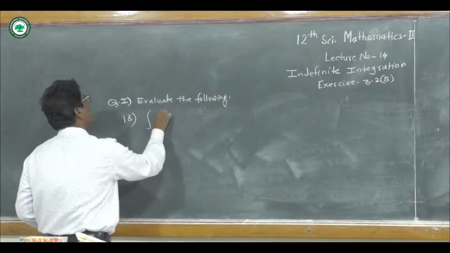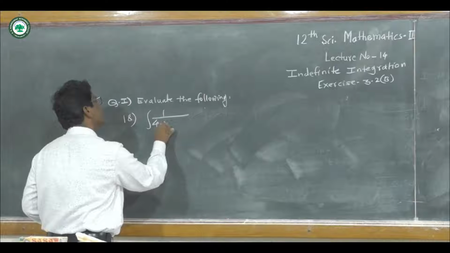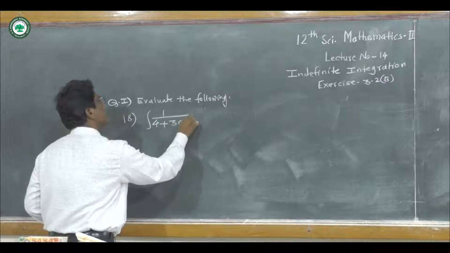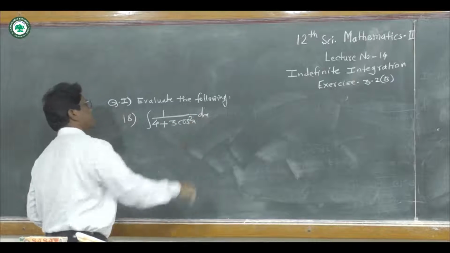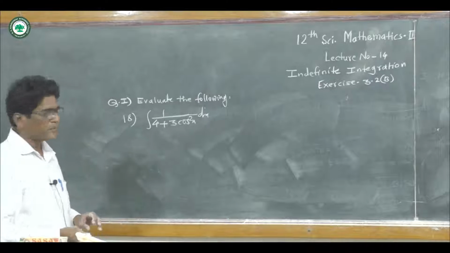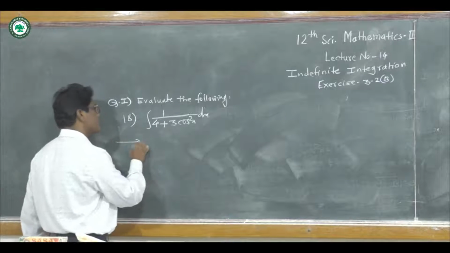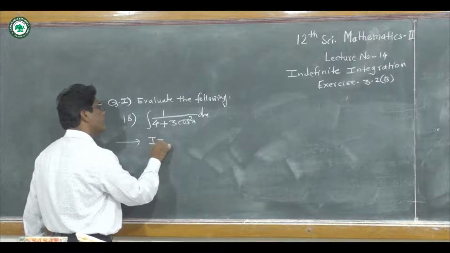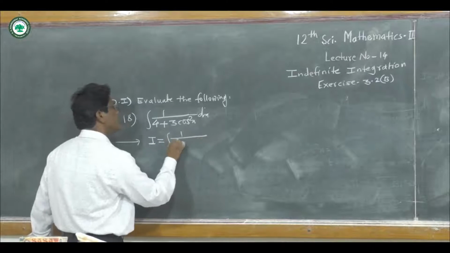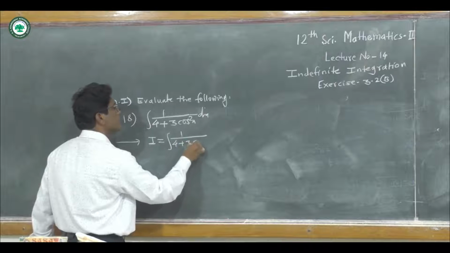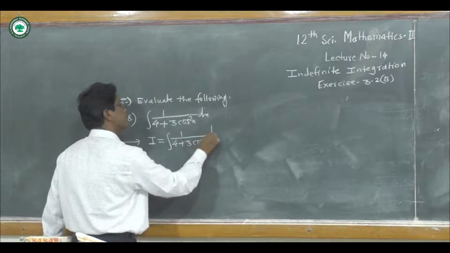Integration of 1 upon 4 plus 3 cos square x dx. Call this as I. So let I is equal to the given problem. I is equal to integration of 1 upon 4 plus 3 cos square x dx.